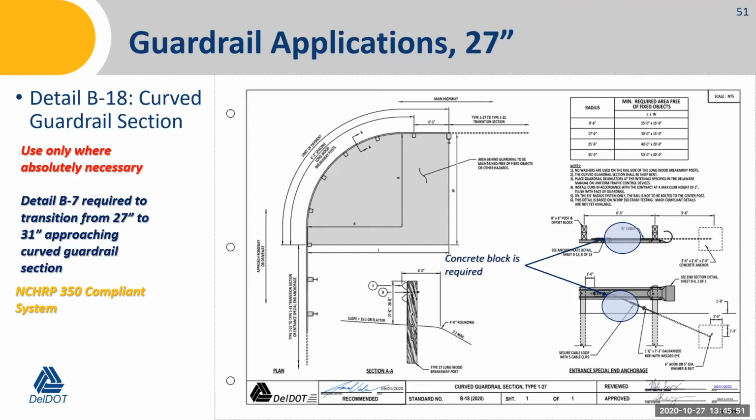Also, B18, when you're not utilizing a standard end treatment or you're not tying into another run of guardrail, there is an entrance special end anchorage that would be required to terminate that curved guardrail section. And that end anchorage does require a concrete anchor underground with a cable and anchor bolt that ties to that. That is required in this detail.